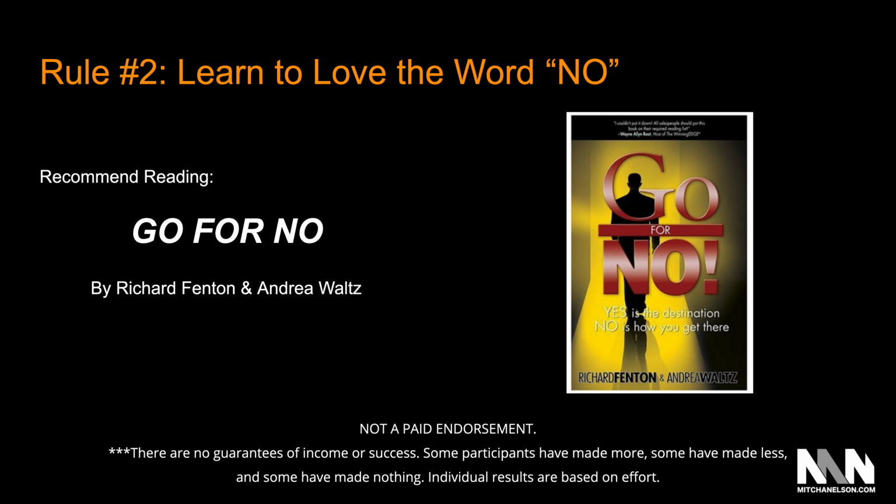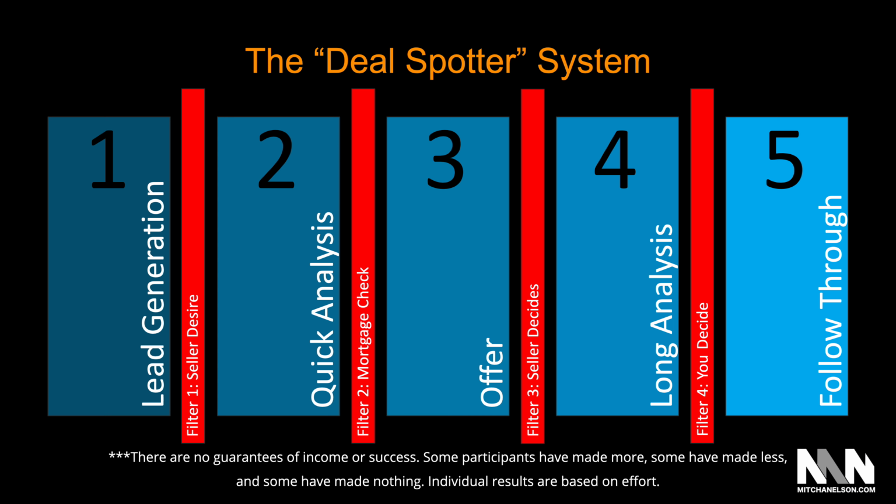So that takes us past our first filter in the Deal Spotter system. Next, we're going to be moving on to quick analysis, where we actually do the math and start to figure out whether or not these properties are going to work as we run the numbers on them. And again, back to the rule, no emotional investing. We don't invest based on emotion. We don't invest because we got all excited that they said yes, they'd be open to an offer. That doesn't mean we're going to buy it.